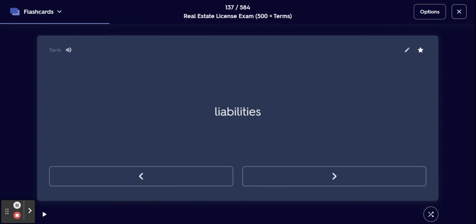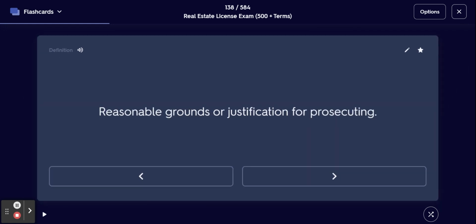Liabilities. Debts, financial obligations, drawbacks. Probable cause. Reasonable grounds or justification for prosecuting.